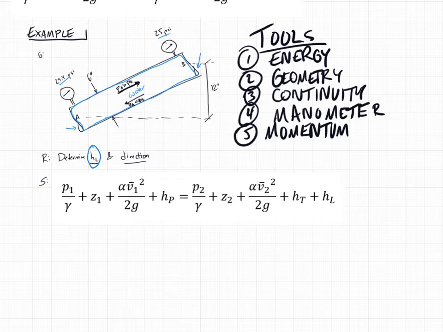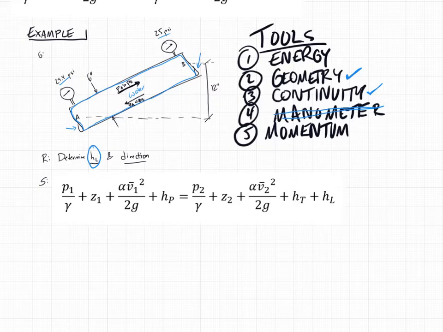And that's kind of the number 1 key. It looks like clearly we're going to need to know the geometry of this problem, right? Because we need Z1 and Z2. Continuity is going to come into play. There is no manometer, so we're not going to need a manometer. And we're not going to need momentum.